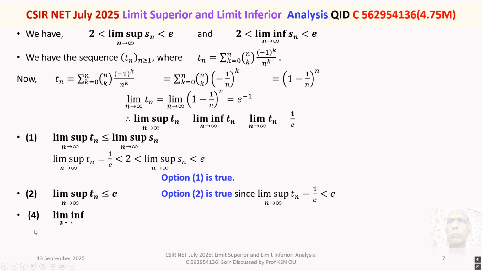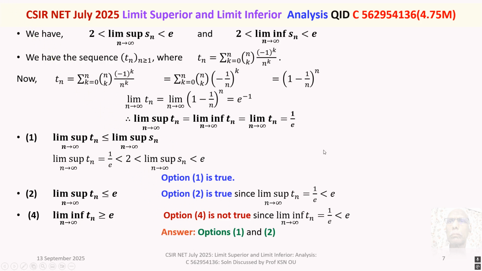We are left with the fourth option. Limit inferior of Tn is greater than or equal to e. No. 1 by e is strictly less than e. But here it is given greater than or equal to e. So therefore, option 4 is not true. Summarizing all the options, the answer to this question is options 1 and 2.